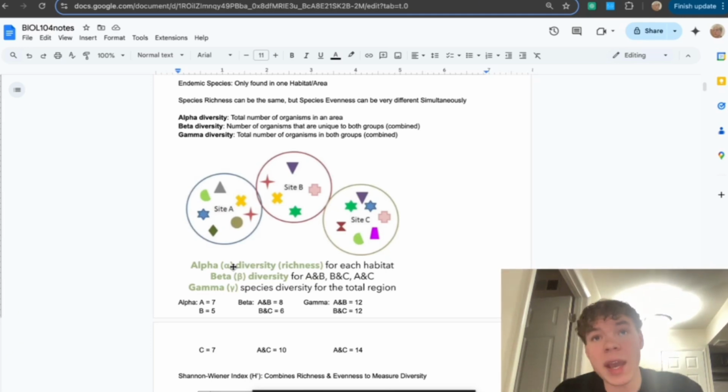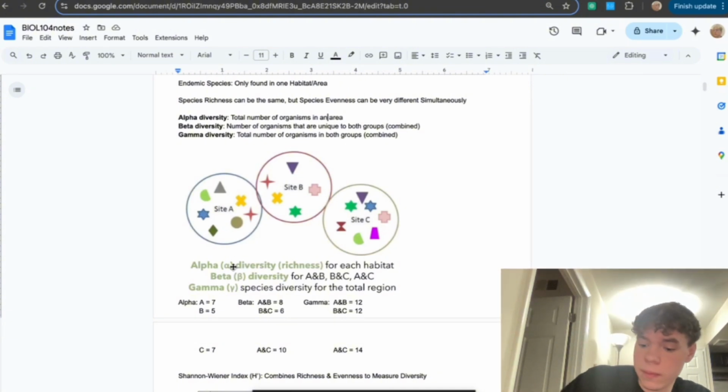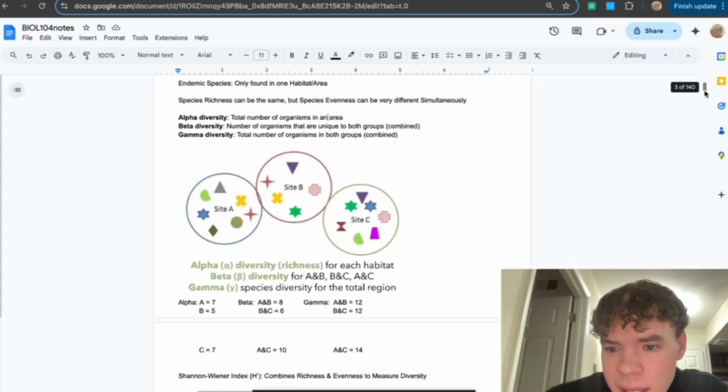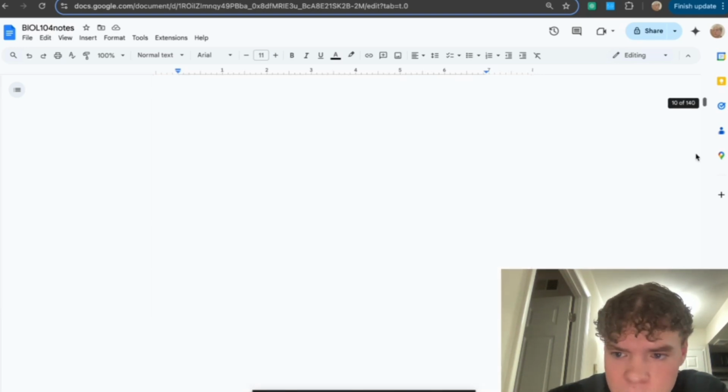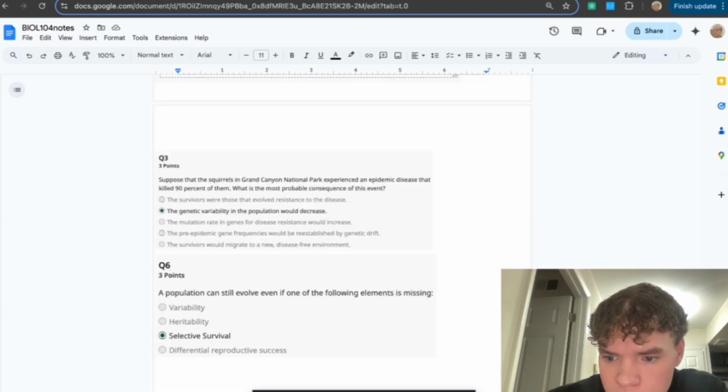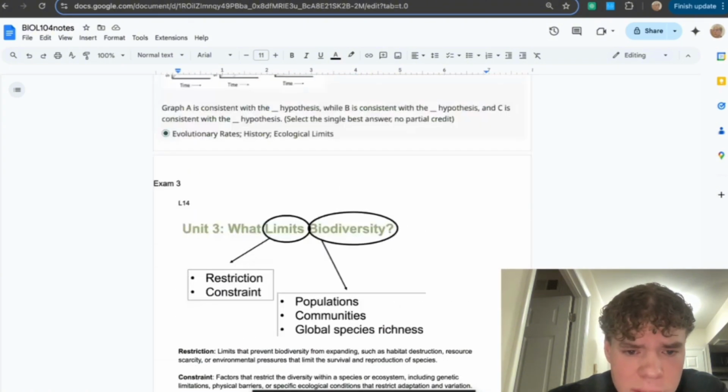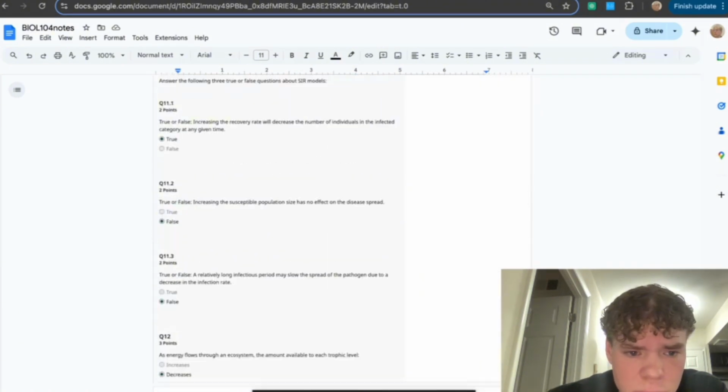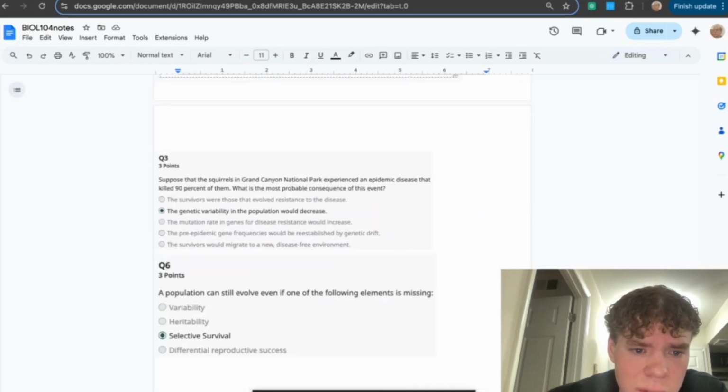Versus you could have island A that has animals A, B, and C, and you could have area B that has animals X, Y, and Z. Then their beta diversity would be 6 because there are 6 organisms that are not shared between the two. That's the best way I can explain it to make sense. I think I have a picture in here that explains it way better, because it was difficult for me to understand at first.